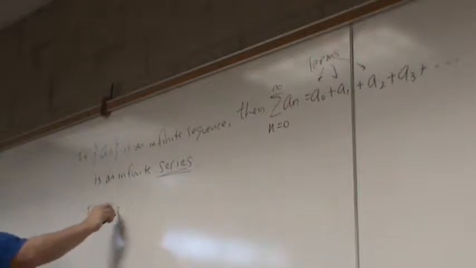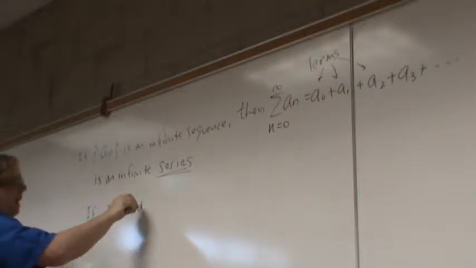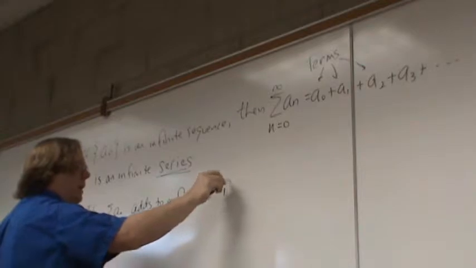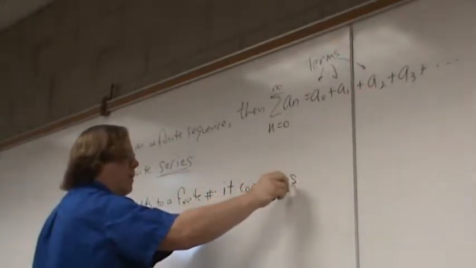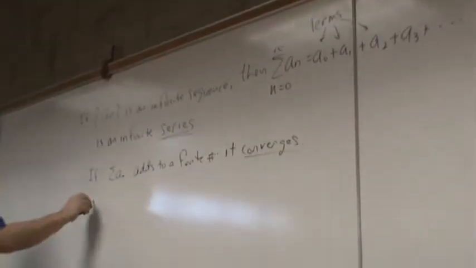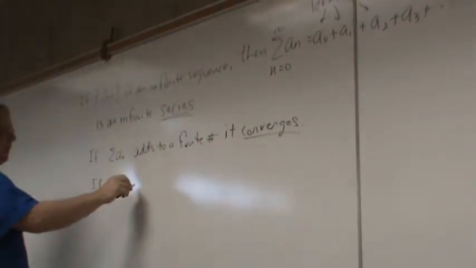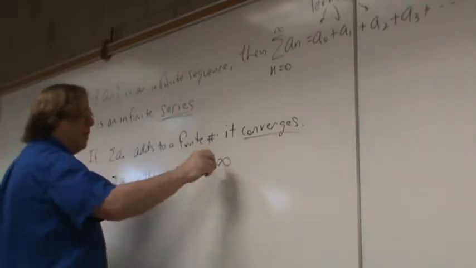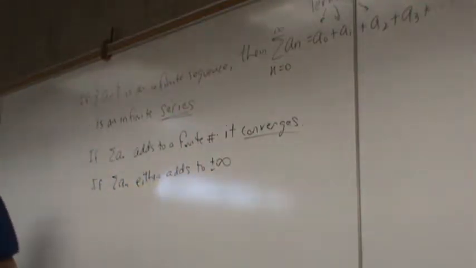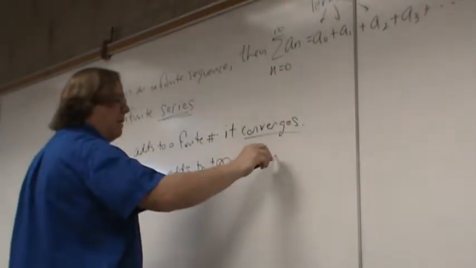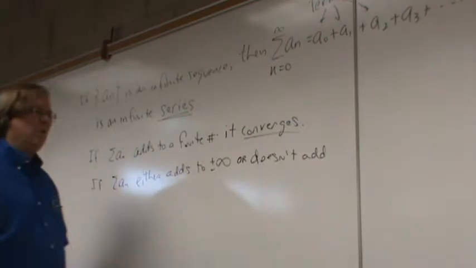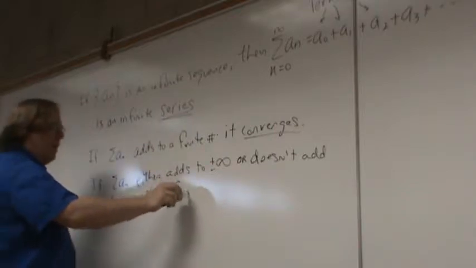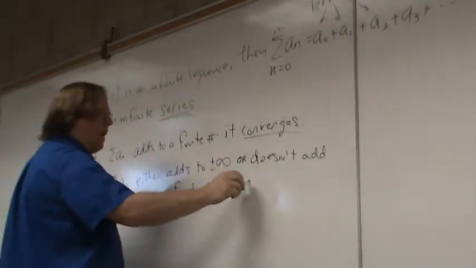If the sum of a sub n adds to a finite number, it converges. And if that series either adds to infinity, or doesn't add to a particular finite number, it diverges.